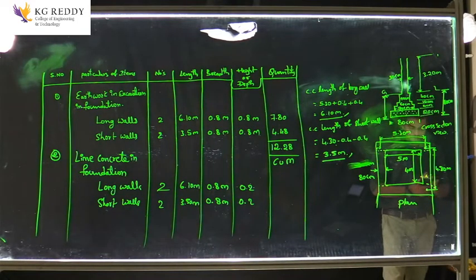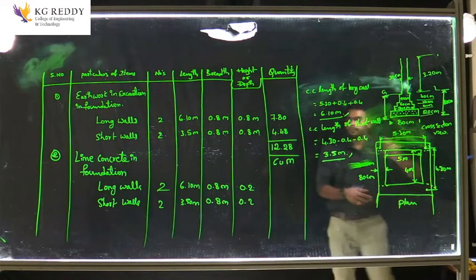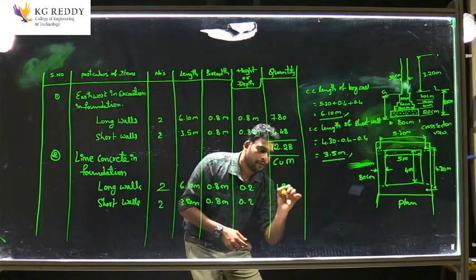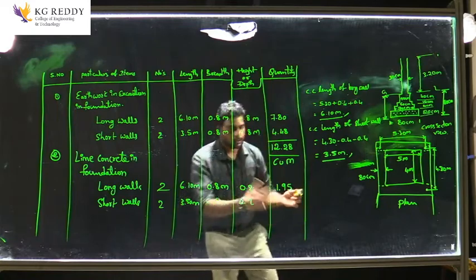That is 2 into 6.10 into 0.8 into 0.2. So that is 1.95, cubic meters. After that we will add.